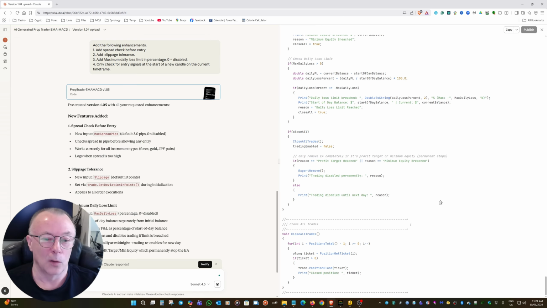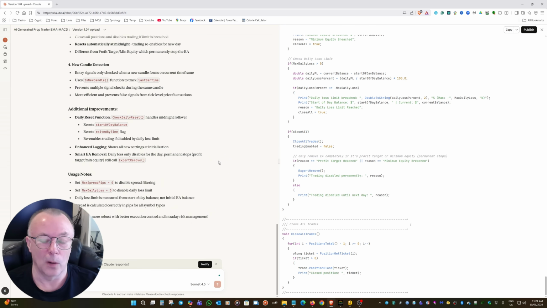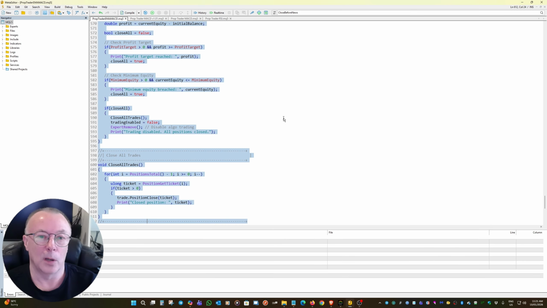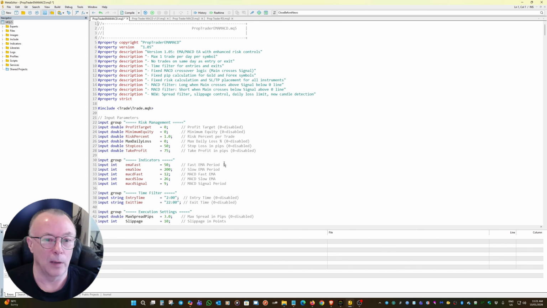So it looks like we've actually got everything finished, and I think we are right to copy the code now and paste it into the MetaEditor. So just delete all the old and paste all of the new. Everything here looks good. This is the new feature we added, max daily loss.